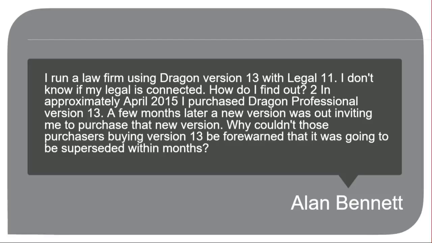The second question relates to Nuance releasing new versions. You bought it in April, and a few months later the new version came out. Why couldn't those purchasers buying version 13 be forewarned that it was going to be superseded within months? So I think there was a 6-month gap after April before version 13 was brought in. We normally have a period before the new release, whereas if you bought the software just before, you are entitled to a free upgrade. That's typically 1 month before the release of the software. And then also, if you're a registered user, we give you a special price on the upgrade. Unfortunately, that's the way the business works.